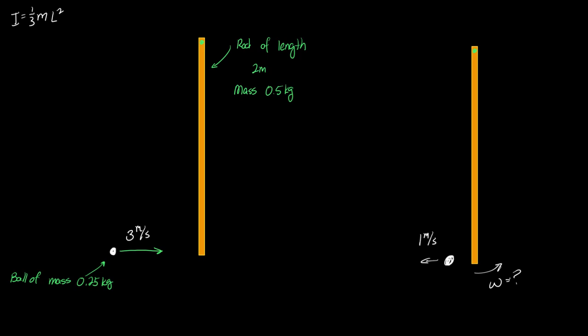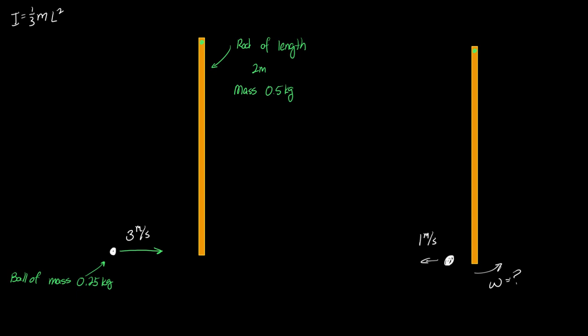As it is a collision, it is unlikely that energy will be conserved, but very likely that momentum will be conserved. So what has momentum just before the collision? All right, so the ball has momentum just before the collision.